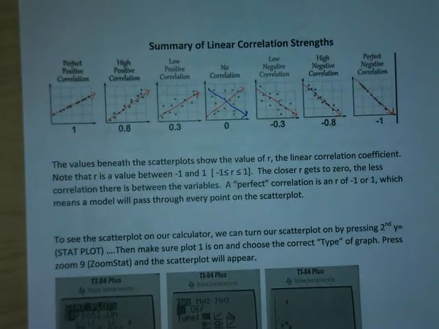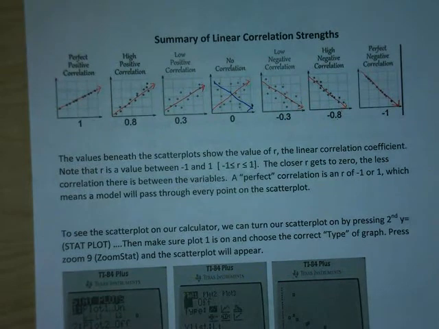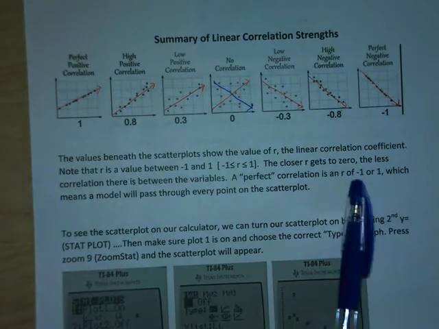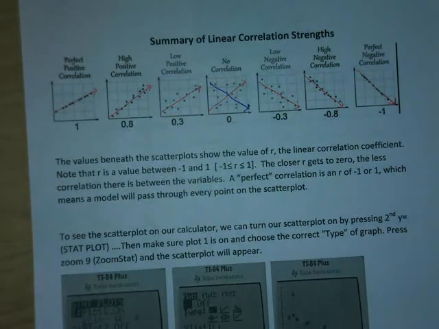Okay, so the values of the scatter plot show the value of R, the linear correlation coefficient. Okay, that's the R value. And note that it's always between -1 and +1. The closer you get to 0, the less the correlation there is between the variables. And a perfect correlation is an R value of -1 or 1, which means that the model passes through every point on that scatter plot.